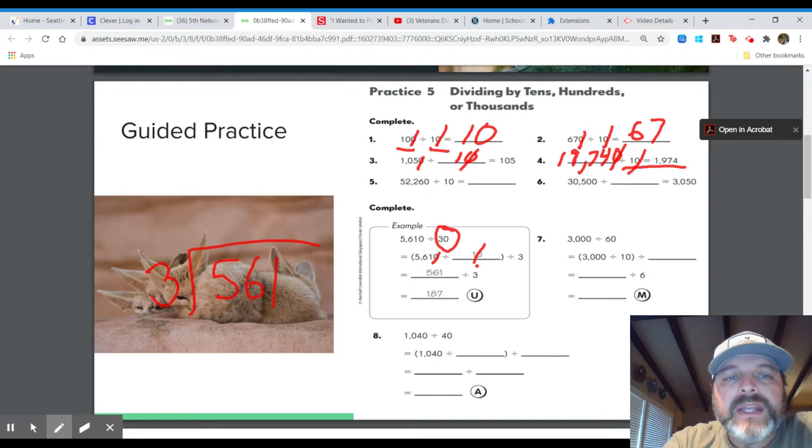Which part are we doing? Because I was doing this one, and apparently you wanted someone to jump in. Yeah, I'm in guided practice on the second page.